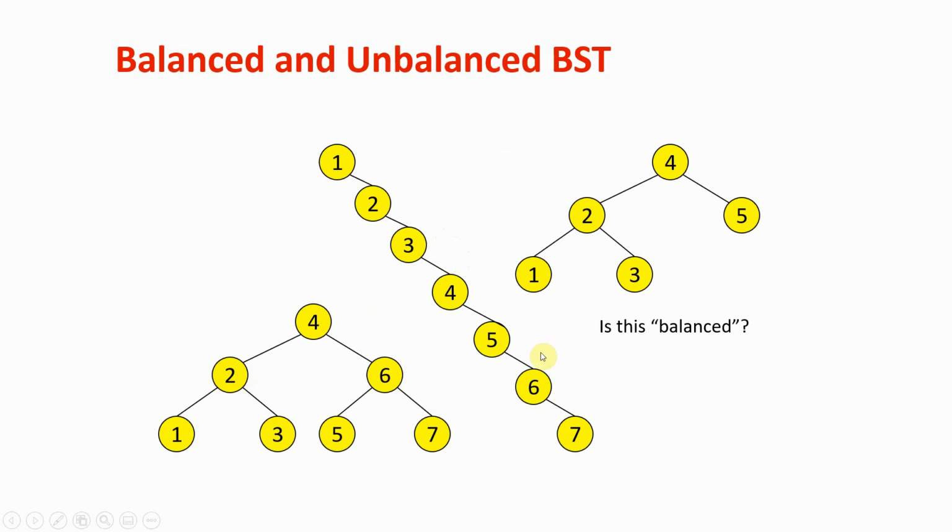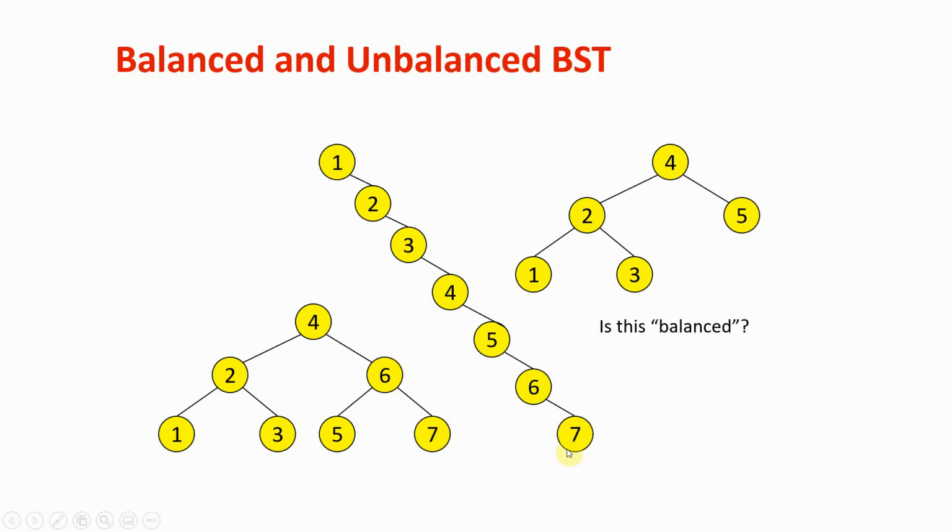All of these three examples are binary search trees, right? This is a full BST. This is a complete BST with 5 nodes. And this is a right skewed BST, okay? So this is balanced, like every full BST is balanced as well.